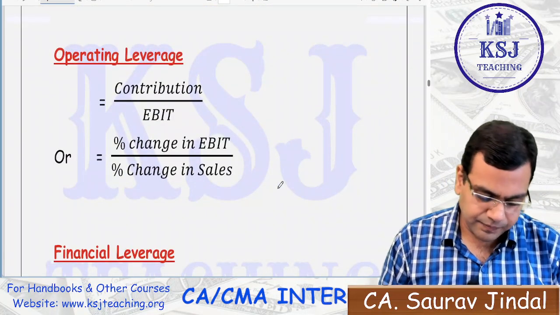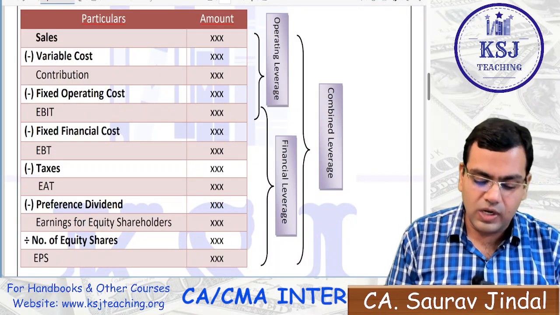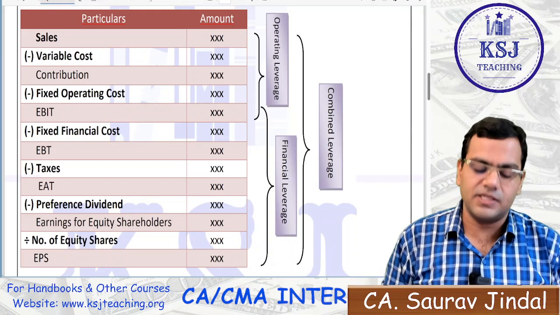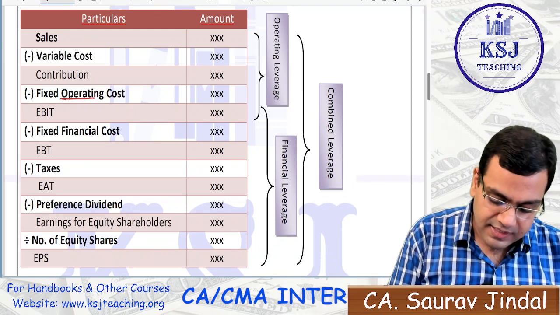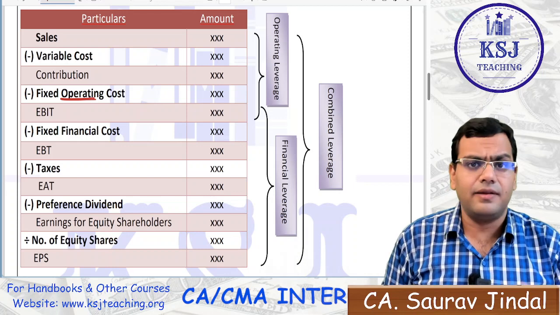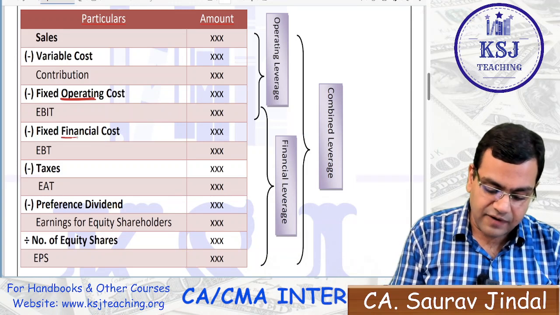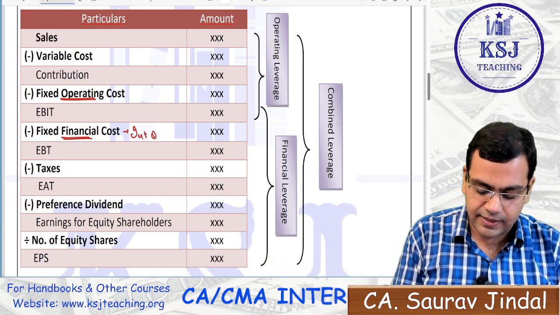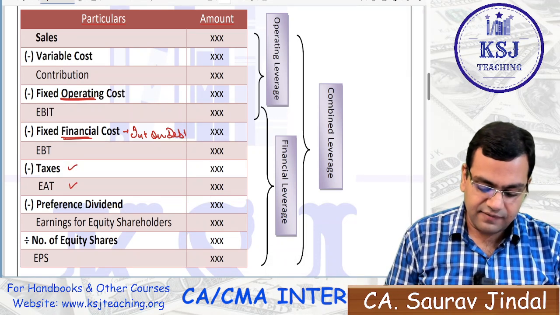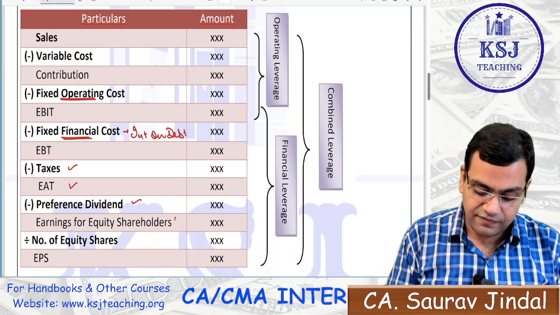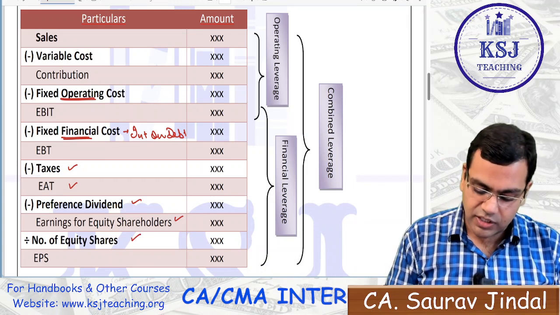So operating leverage, see this chart. Income statement, sir. You have to remember only the income statement. Everything will be calculated from this only. Sales minus variable cost, contribution minus fixed operating cost. This is fixed operating cost, for example, rent and all which is related to the operations of the business. You will get EBIT. EBIT minus the fixed financial cost, that is the interest on debt. That is a fixed financial cost. Minus taxes, you will get earnings after taxes. Minus preference dividend, you will get earnings available for equity shareholders, or what we call residual earnings also, right? Divided by number of equity shares, you will get EPS.